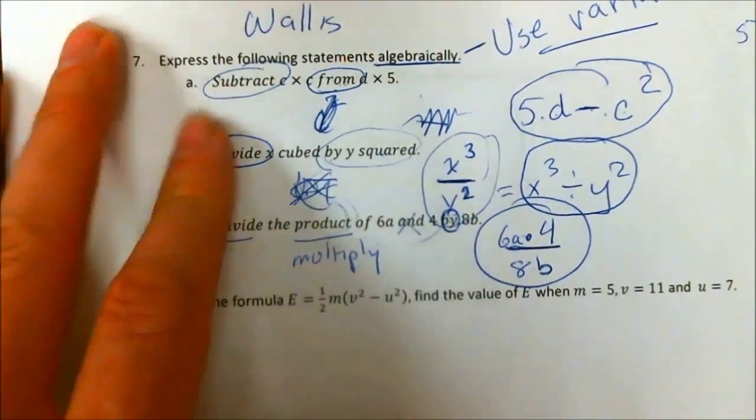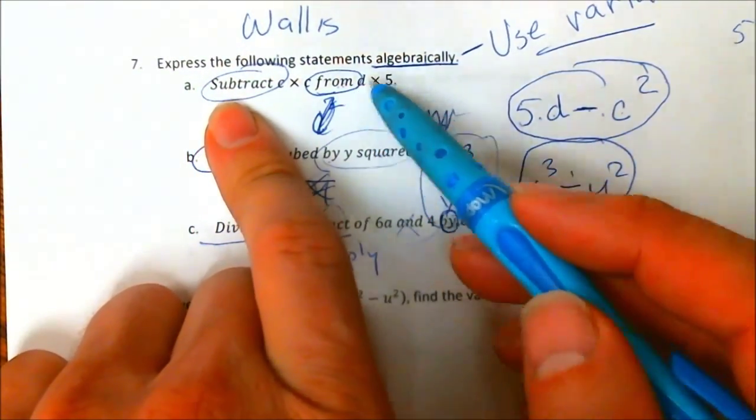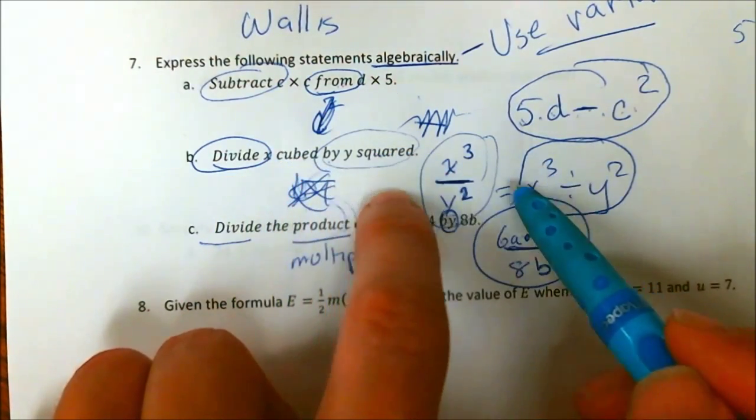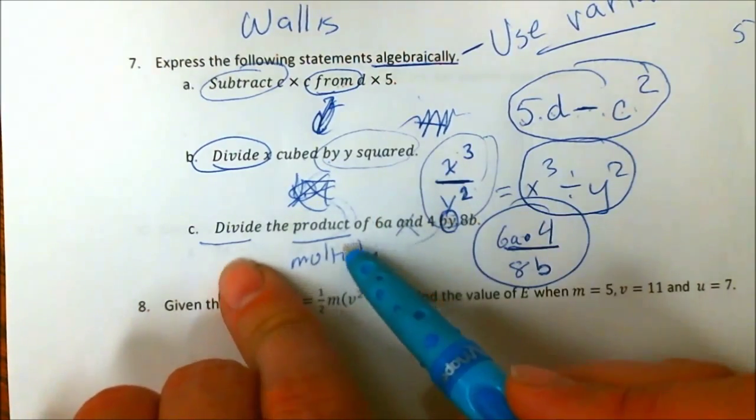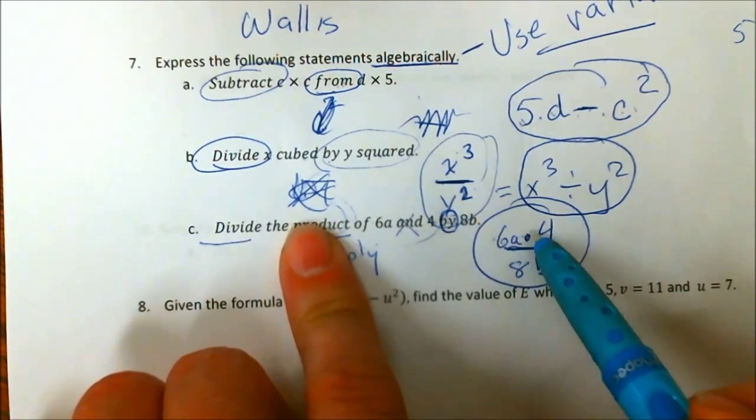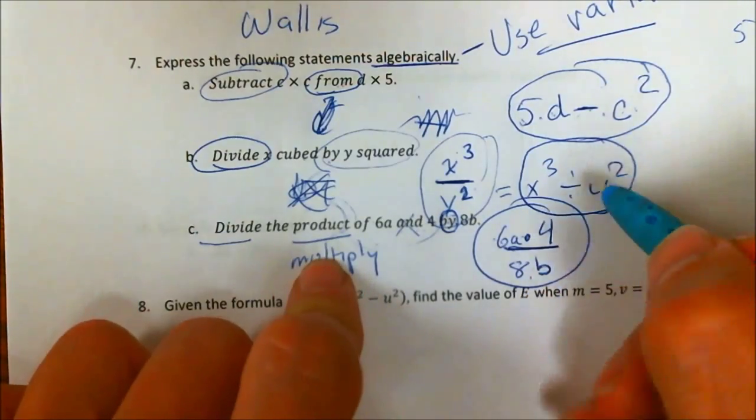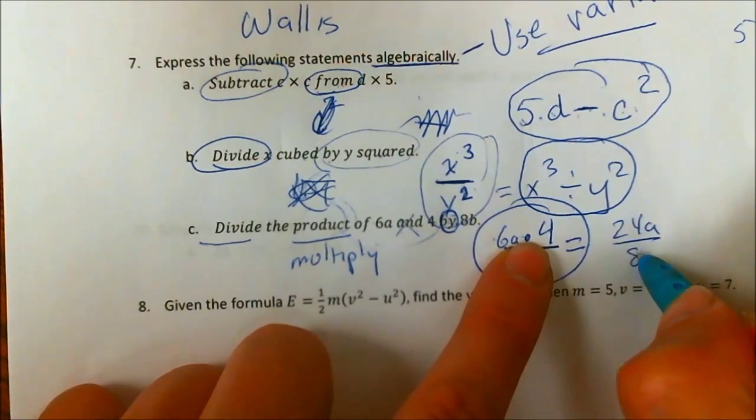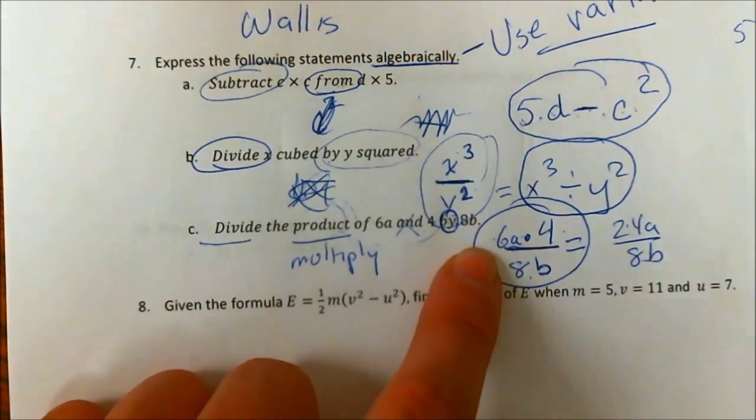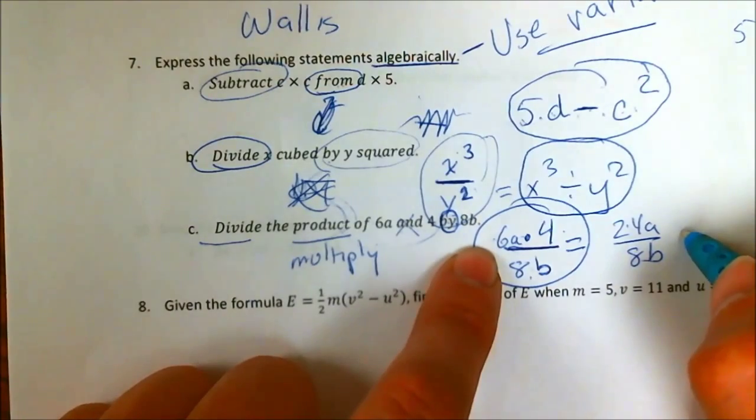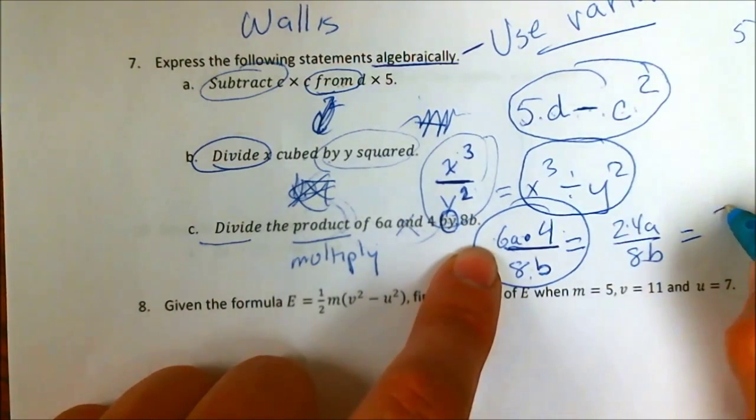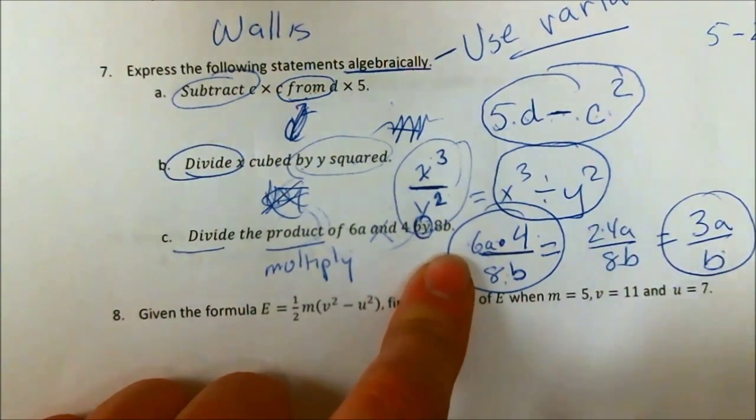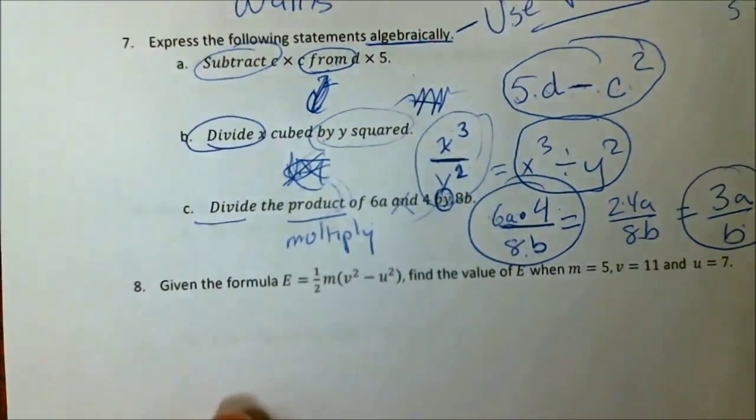All right? Subtract c times c from d times 5: 5d minus c squared. Divide x cubed by y squared: x cubed divided by y squared. Divide the product of 6a and 4 by 8b. Now, a couple of you recognized that this is 24a over 8b because 6 times 4 is 24. One of you, maybe two of you, recognized that 24 divided by 8 is 3. So I gave you a couple of extra on that. If I didn't, come see me and I'll give you a couple extra.